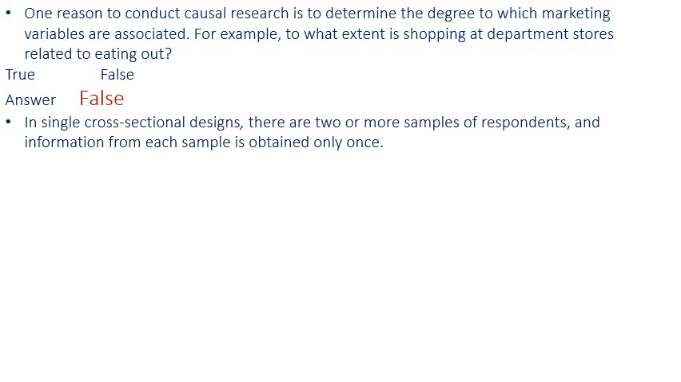In single cross-sectional designs, there are two or more samples of respondents and information from each sample is obtained only once. The answer is false. Why? Because in single cross-sectional designs, we select only one sample, and information from that sample is obtained only once.